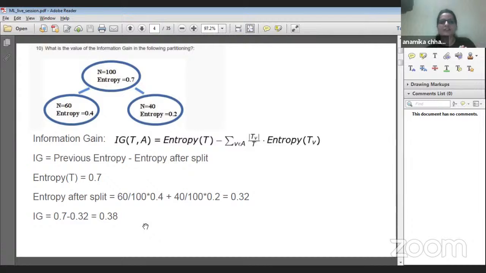Okay, so in practice what we do is we will also divide or partition based on another feature, and we'll see how much information gain we get, and whichever feature gives us more gain, that's the one with which we go ahead. Okay, so again, that's a simple question. That's the answer of information gain here.